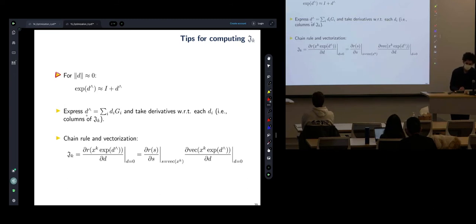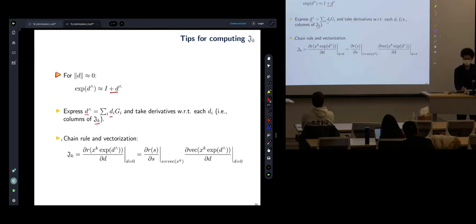Alternatively, you could define this D to be the sum of individual scalars times their generators, and then you can calculate the Jacobian column by column. We did that for the Euclidean case as well. You could do it here as well, but a lot of the time we can directly work with the entire D vector.